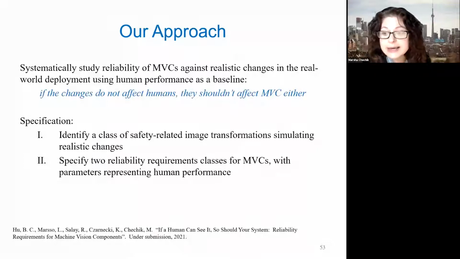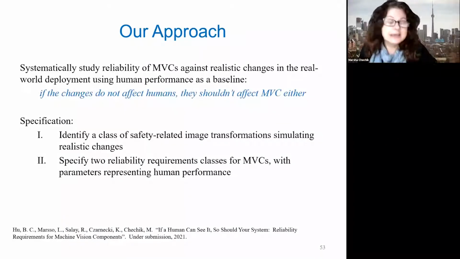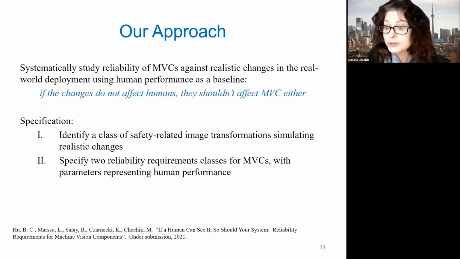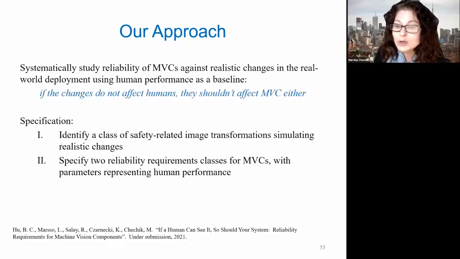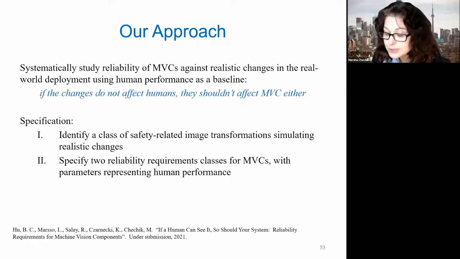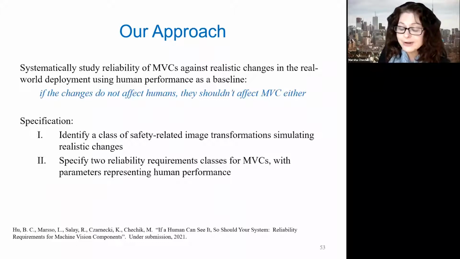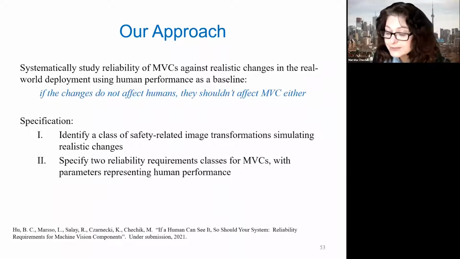And so the approach is that we're trying to see, as the systems get perturbed, how much perturbation is reasonable for the machine learning component to still act correctly. And we do this using human performance as a baseline. So the question we're asking is, if the changes do not affect humans, then they shouldn't affect the machine vision component either. So we're trying to identify a class of safety-related image transformations, simulating realistic changes, and then trying to specify some requirements classes for parameters that are based on human performance.